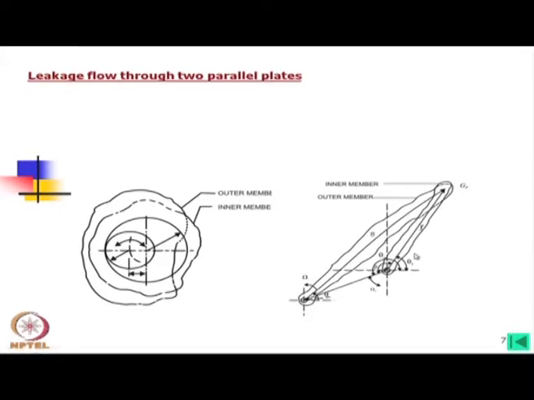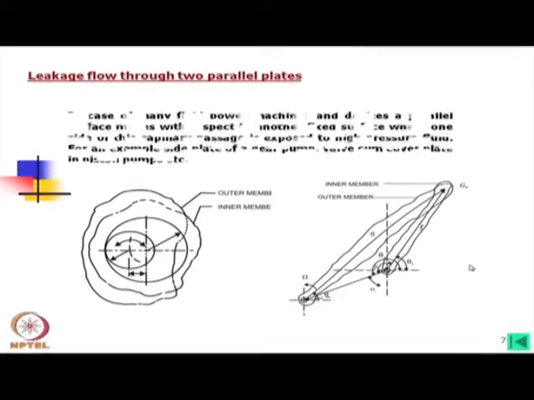Now, here we can say this is the outer member and this is the inner member. If I consider this is fixed, then this one is moving like this. It is rotating about its own axis as well as it is revolving around this axis. Okay. Say one can develop the equation of motion of one plate with respect to the other.